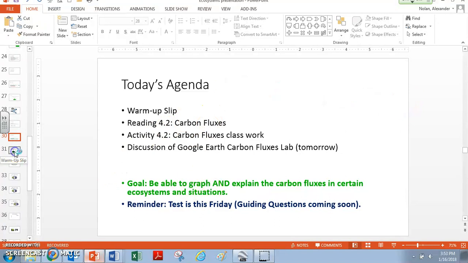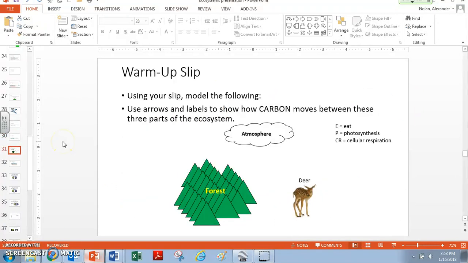How does this work? So to begin, let's look at our warm-up, just to see what we mean when we talk about fluxes. I mentioned at the very beginning of this video that a flux is something we've been talking about all year long. So to start off today, we modeled something familiar to us: how does carbon move between these different carbon pools? We've got an atmosphere, we've got a forest, we've got a deer. It's a very simplified carbon cycle situation that we're going to model.